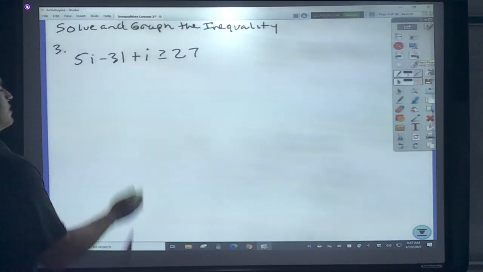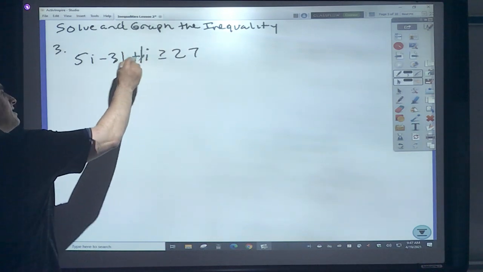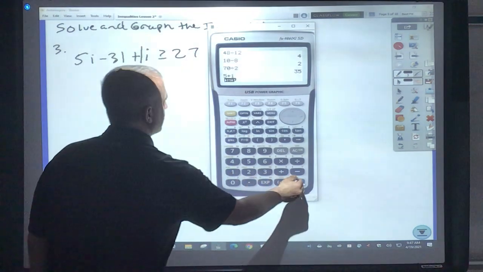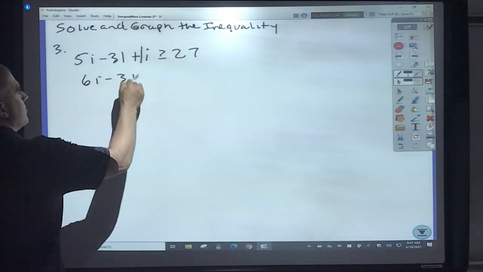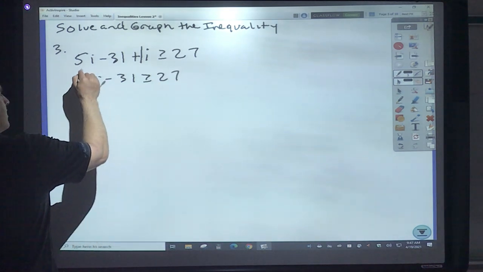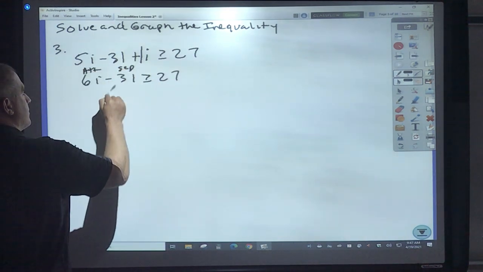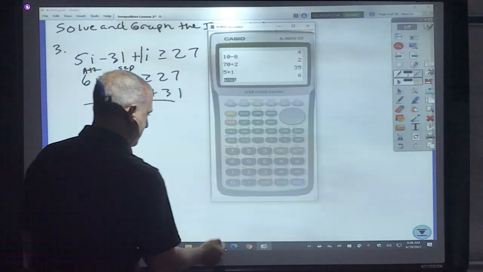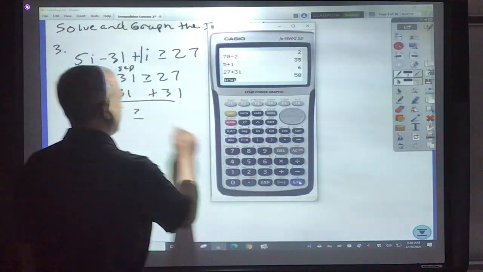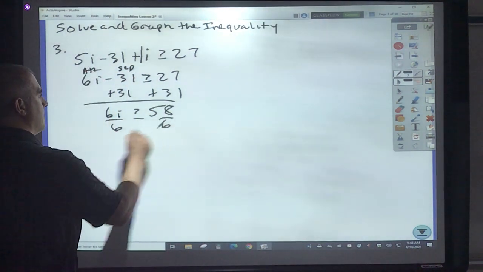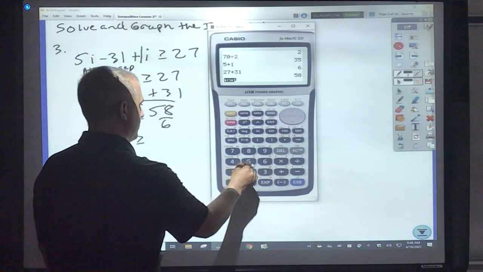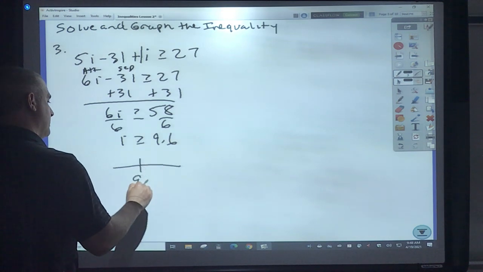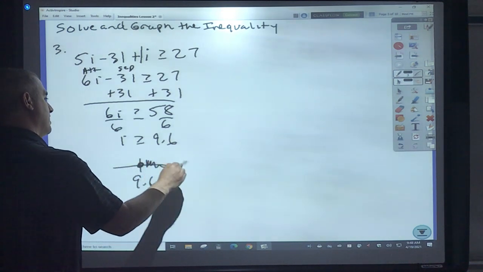Okay, now let's do this one together. Now so to say, Mr. Evans, what's this in front of I? That's going to be a 1. Anytime you don't see the number, it's going to be 1. So once again, all calculator. 5 plus 1, 6. So 6i minus 31 greater than 27. Okay, attached and separated. So add 31, add 31. That's 6i is greater than 27 plus 31, which is 58. And divide by 6. I is greater than or equal to 9.6. Okay, 9.6. Closed circle, shaded that way.